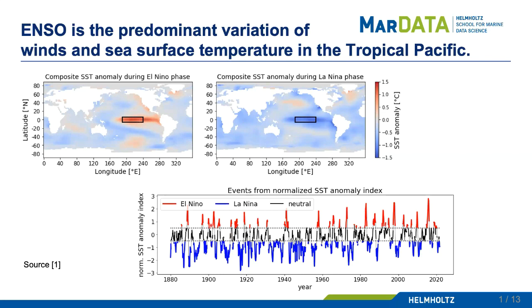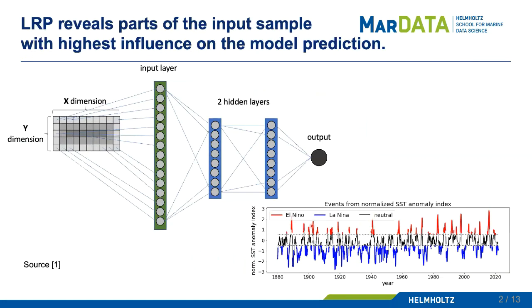So you see the index here. It is normalized, so when it exceeds, say, 0.5 standard deviations to the positive or negative regime, then we label the samples as El Niño or, vice versa, as La Niña. So now we know about the problem statement we'll try to tackle here.